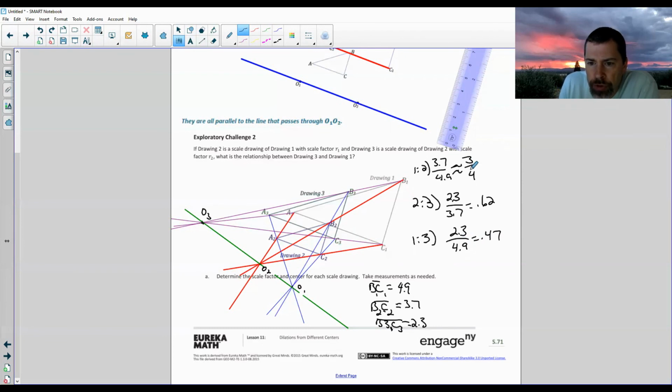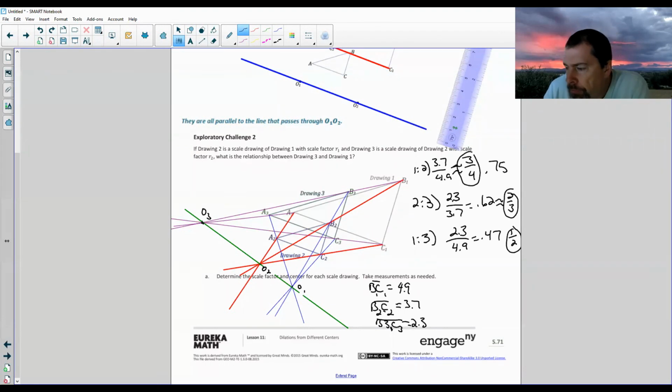So 1 to 2 was a 3/4, or about 0.75. And then 2 to 3 was about 0.62. And then 1 to 3 was about 0.47. Well, this is approximately 2/3. So we have 3/4 and we have 2/3. And 0.47 is close to a half. So just with the drawing and the measurement online or electronically, these are pretty close.